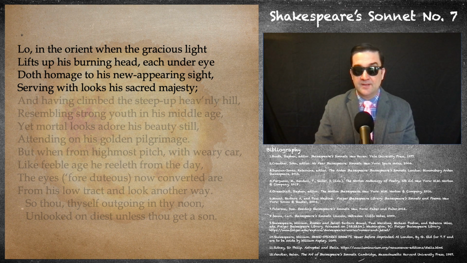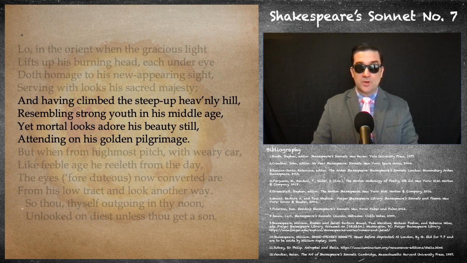Quick side note, in 11 weeks we're going to return to this metaphor of the sun as heaven's eye in the famous Sonnet 18. Get ready. Now in the second quatrain, the speaker extends the metaphor as the sun ascends to midday. Here, the speaker likens the midday sun to a strong youth in his prime. The youth's beauty, just like the midday sun, in his prime, retains the admiration and the attention of the people.